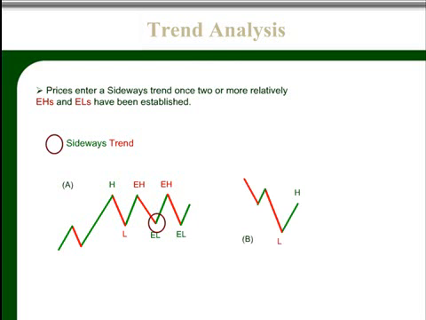On pattern B, prices are in a downtrend. Prices pull back to the prior low, rally, and form an equal low. Prices rally to the prior high and form an equal high. Once prices formed an equal high after forming an equal low, a sideways trend was established. As long as prices are forming relatively equal highs and equal lows, prices remain in a sideways trend.